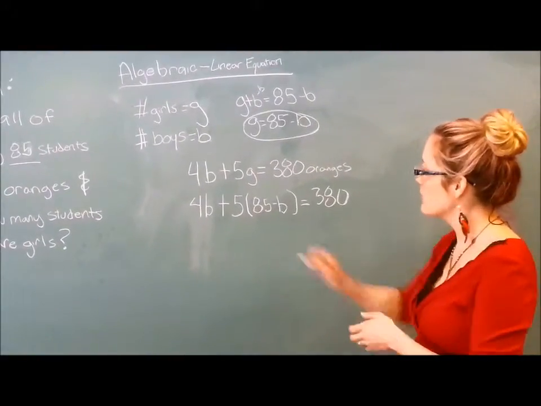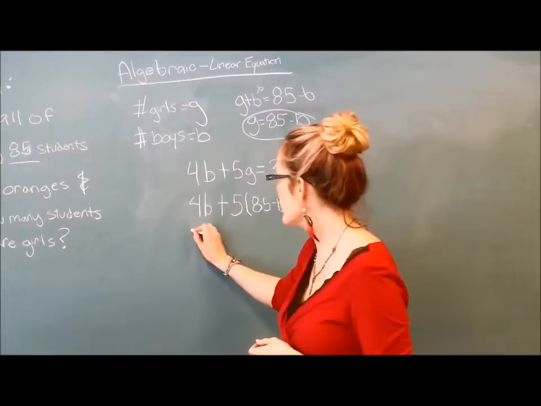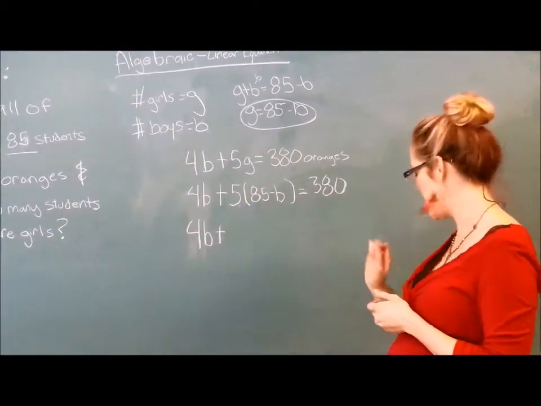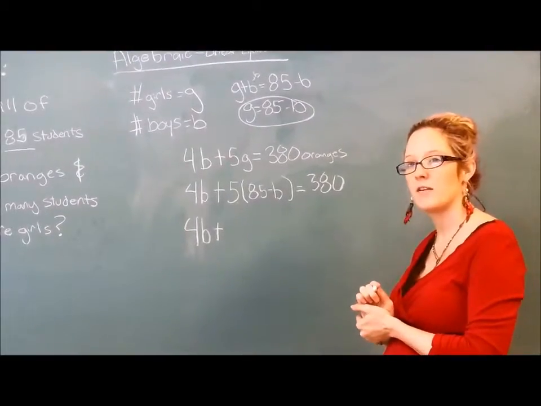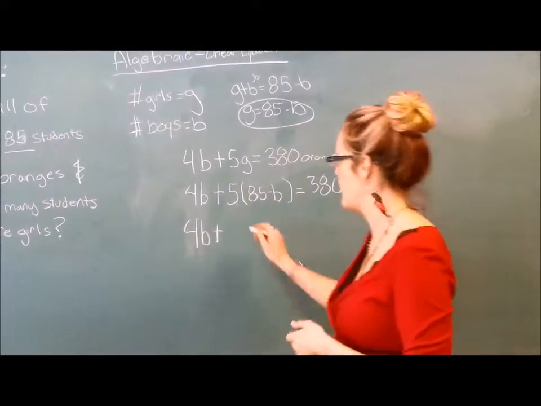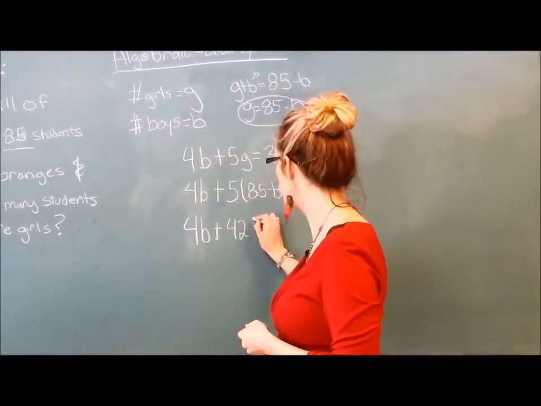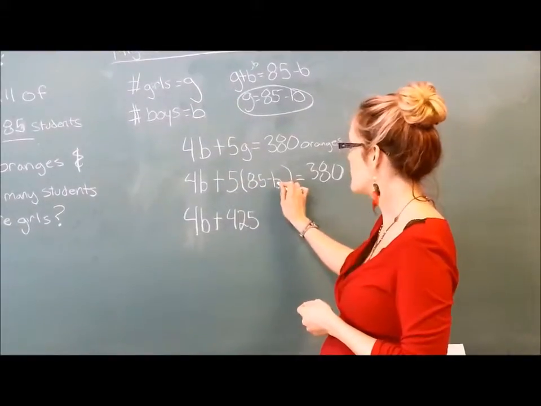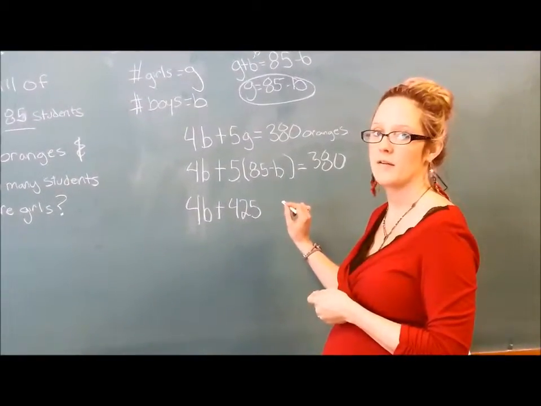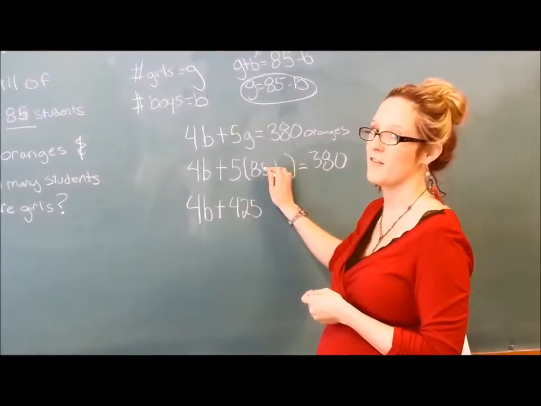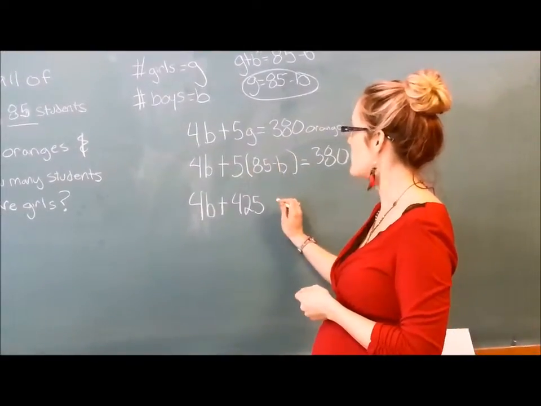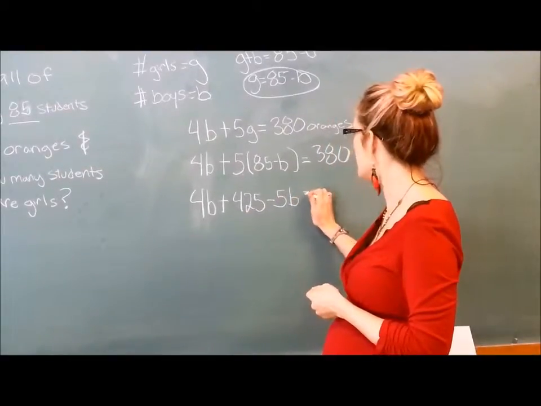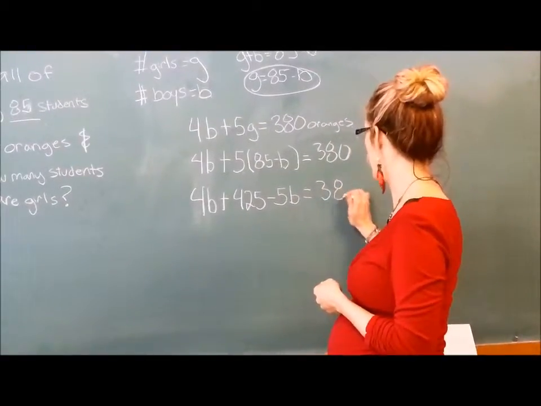Now let's work this out. We'll carry this down here. 4B plus 5 times 85 is 425. And then 5 times negative B, can't forget the negative B. So 5 times negative B is negative 5B. Still equals 380.